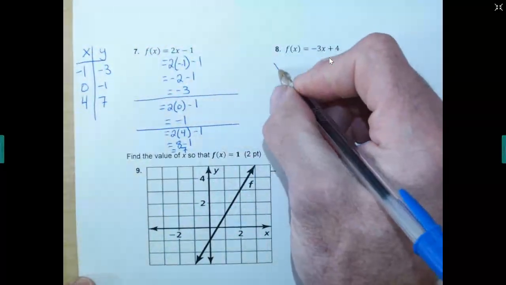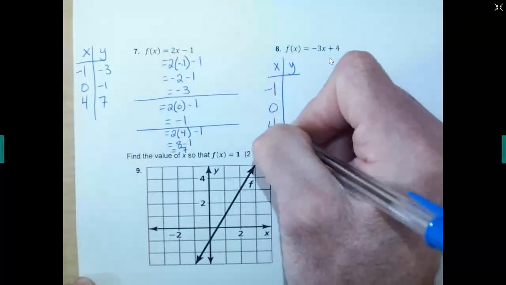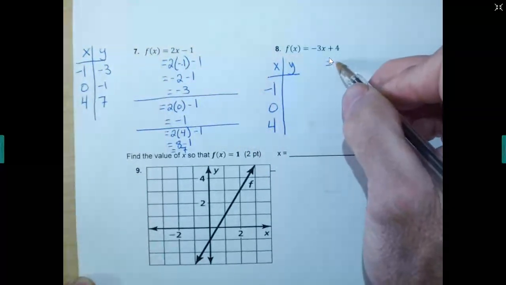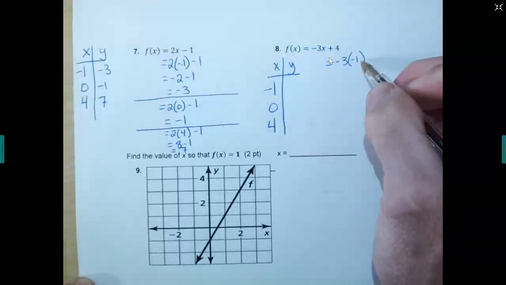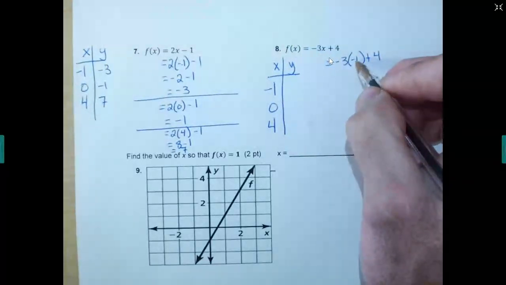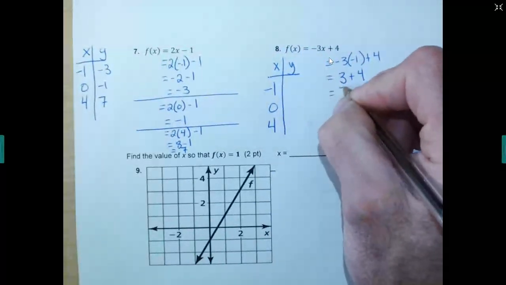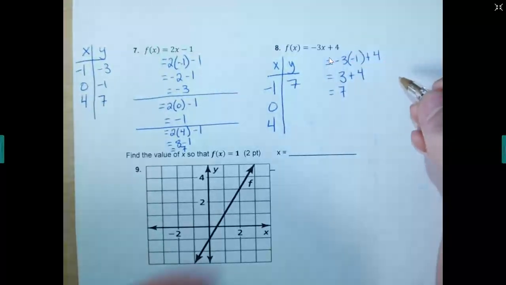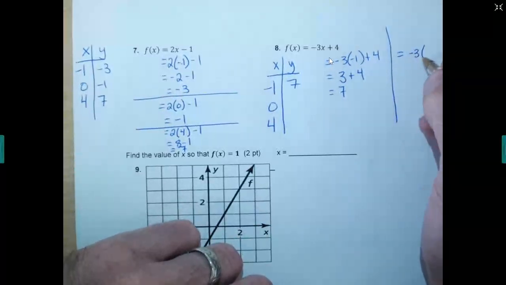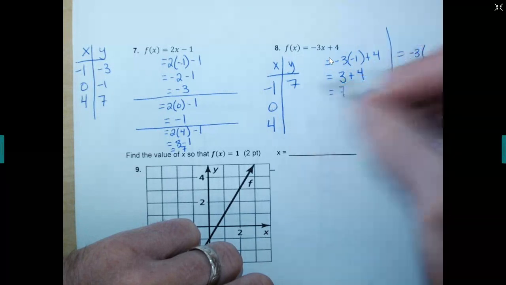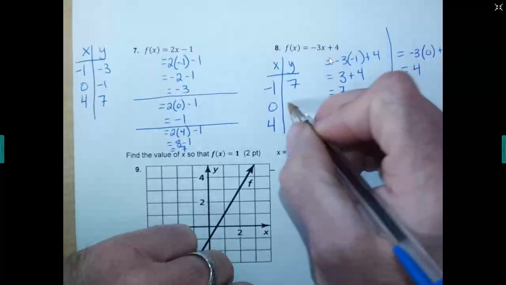Now for 8, it wants us to evaluate for the same 3: negative 1, 0, and 4. So for negative 1, I have negative 3 times negative 1, because that's my x value, plus 4. Negative 3 times negative 1 is positive 3. So I get 7. If I do it again, I get negative 3 times x, which is 0 this time, plus 4. I get 0 plus 4. So I get 4.